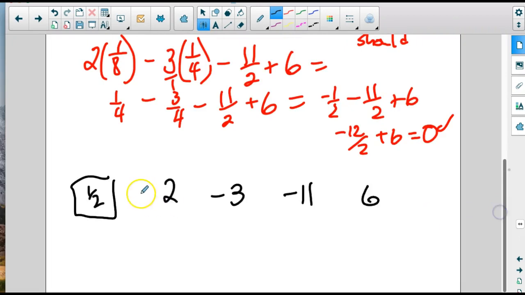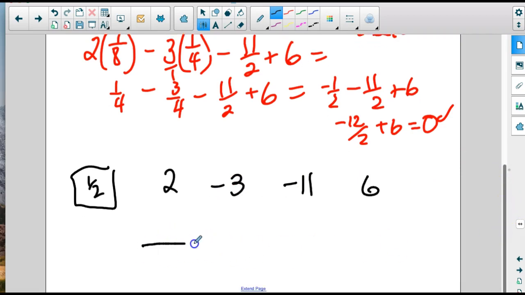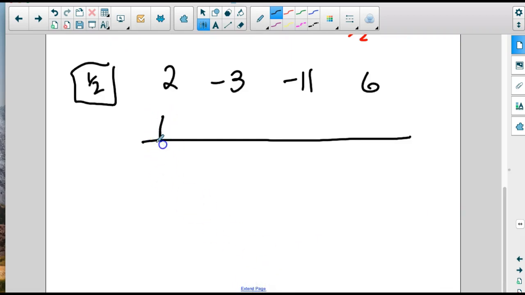So every power of x should have a coefficient. So if you had 0x squared, you'd still put a 0 here. So you need to make sure you do that when you're working on synthetic division. All right, so let's draw our line. We bring down our first number.